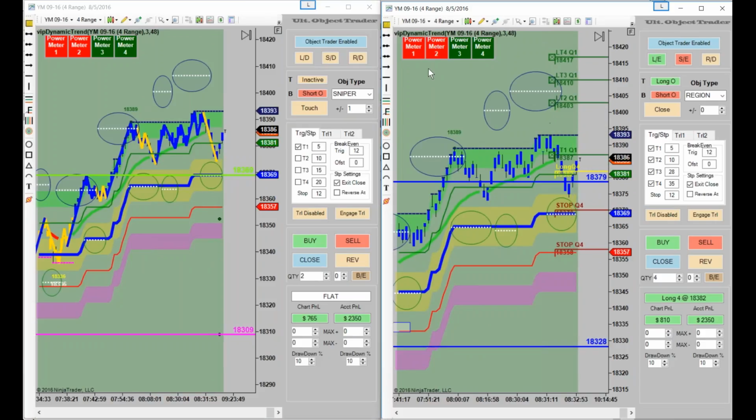And you can always wait for this to go green, but keep in mind that once it breaks, it will take a little bit for it to go green because it's got to form that lightning swing again. Everybody see that?